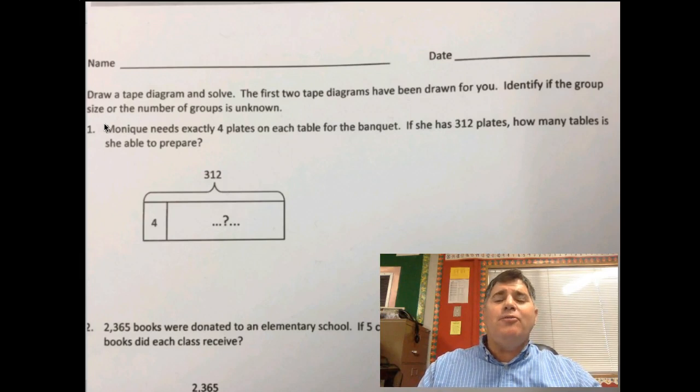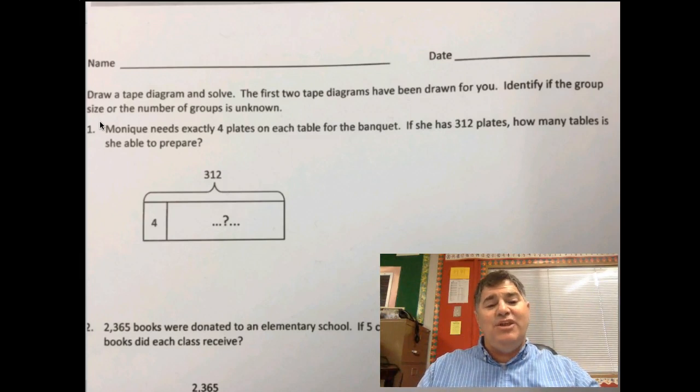One is the partitive, where you're finding out if you take a whole group and you have so many in each group, how many groups will there be? And then there's the measurement, where you have a certain amount and you want to know how many are going to be in each group if you have this many groups. That's the measurement. So there's two different types. And it'll be kind of clear when you look at the tape diagrams.